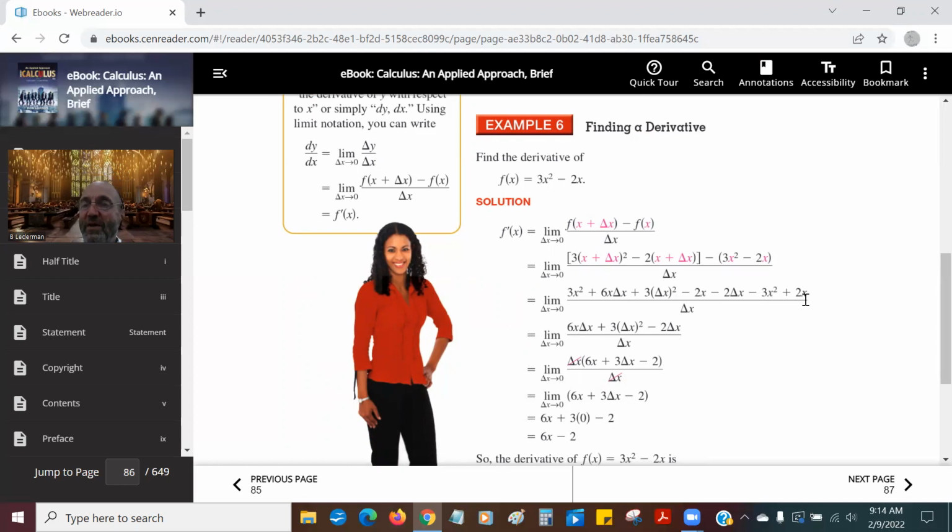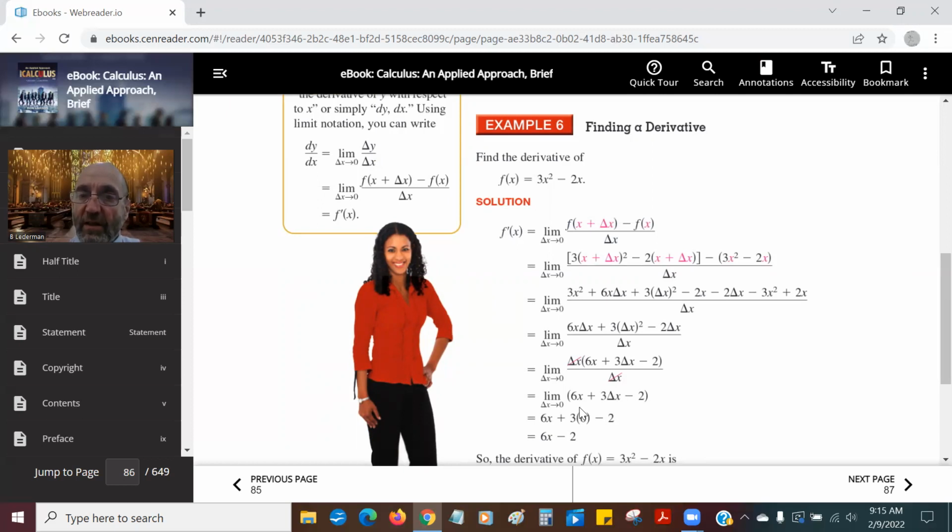That kind of happened. Notice that's been happening all the time very conveniently. And everything and anything that's left on top is terms that have delta x's in them, which means I can factor out the delta x on the top. So delta x times 6x plus 3 delta x minus 2. But the delta x that I factored out cancels the delta x on the bottom. I have 6x plus 3 delta x minus 2.